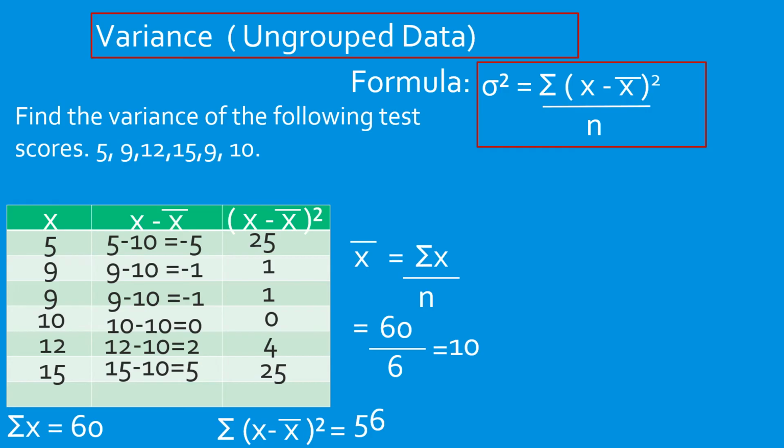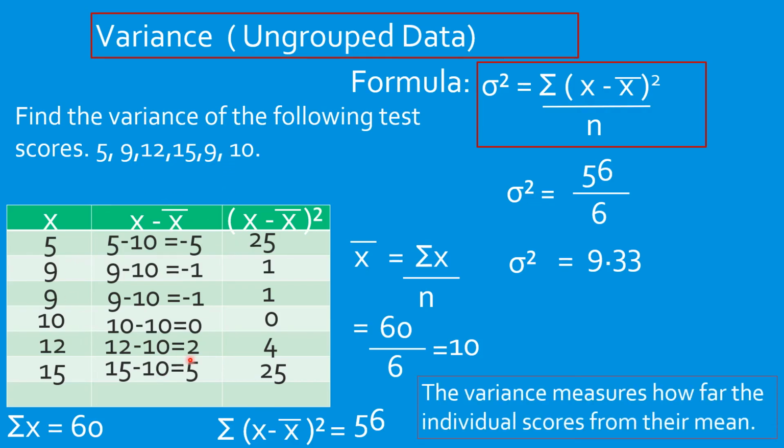Now, we're just going to divide by n, which is the number of data, that is 6. So the variance is equal to 56 divided by 6, and that is equal to 9.33. So that's how you're going to compute for the variance. It's easy, right? Since you already have the table that you had from the mean deviation, you can easily find the square, and that is now the variance.